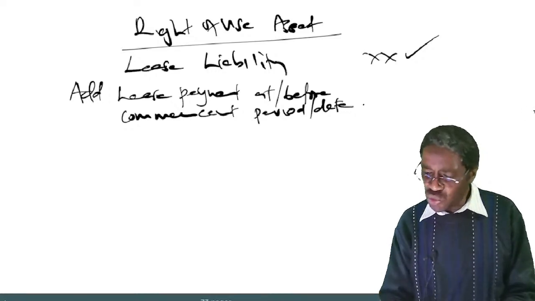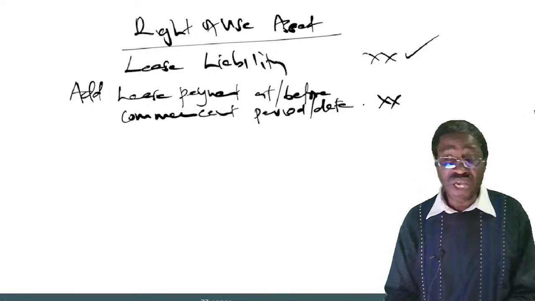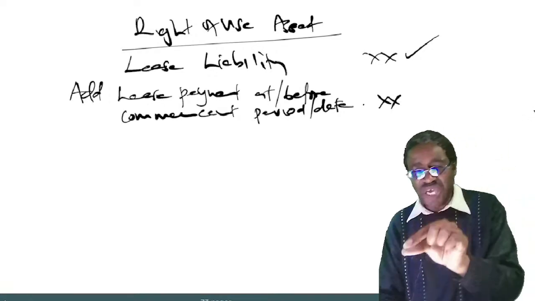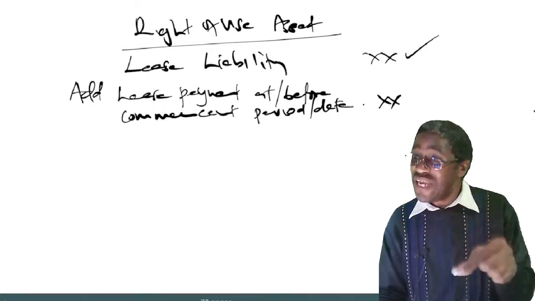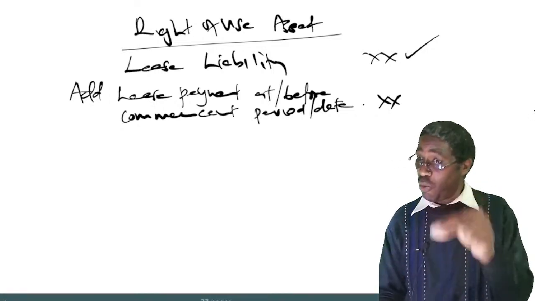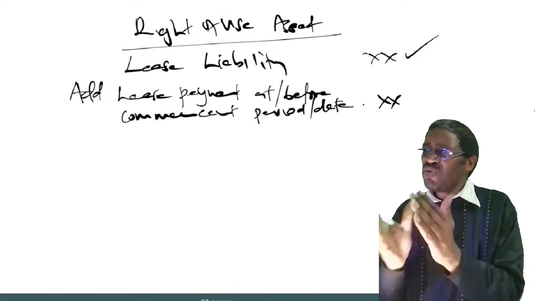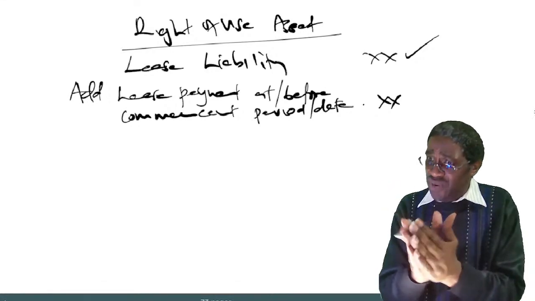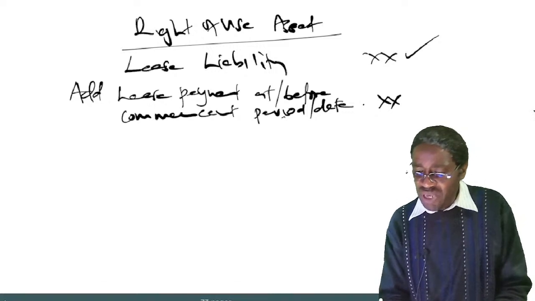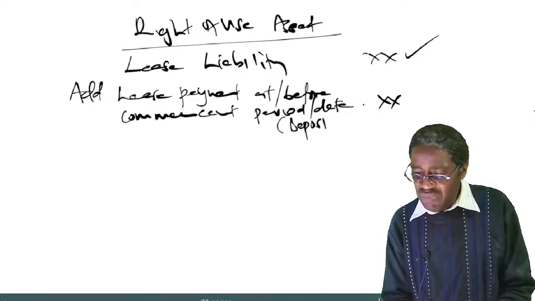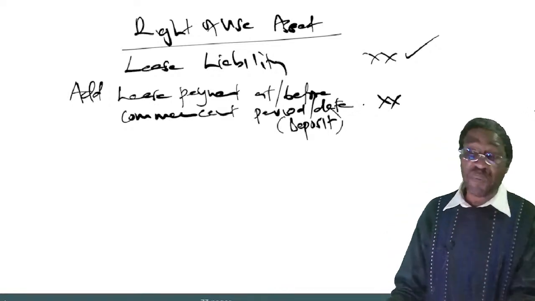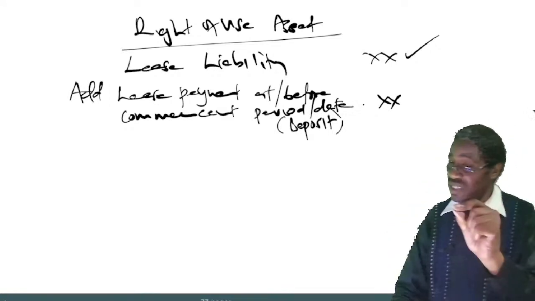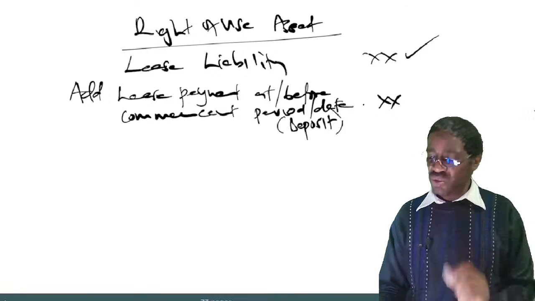So the amount we add here is what we are calling the lease payments at or before the commencement date. If you are paying the first one in advance, or maybe it's a deposit, like in hire purchase and so on, then we are saying that first one should be added.